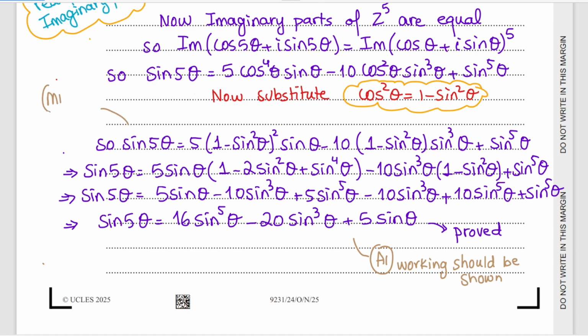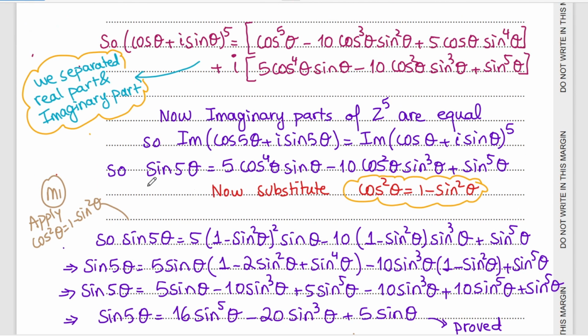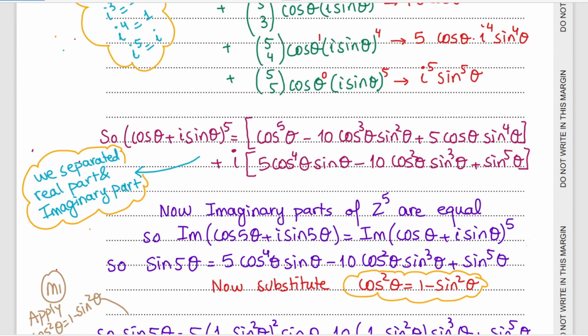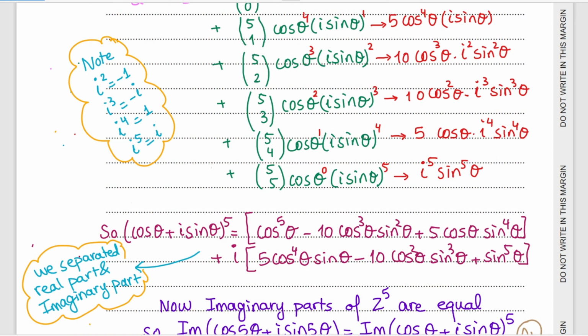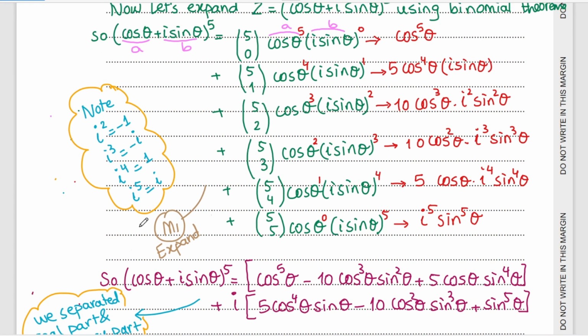And then there's a method mark for applying the identity cosine squared theta equals 1 minus sine squared theta. There's an accuracy mark also on the answer before you apply the identity. There's a method mark for applying the binomial theorem and showing enough terms.